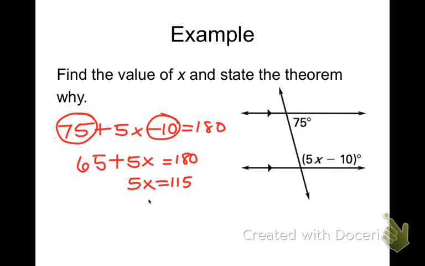So 5 goes into 11 twice. Remainder of 1. I'm doing long division. Bring down the 5, so 15. 5 goes into 15 3 times. So x equals 23. What's my if-then statement?